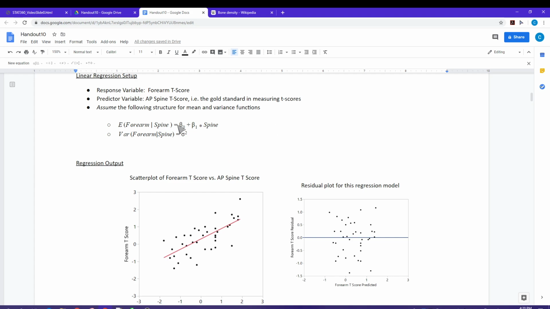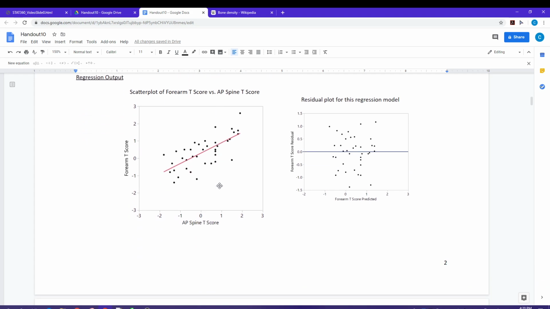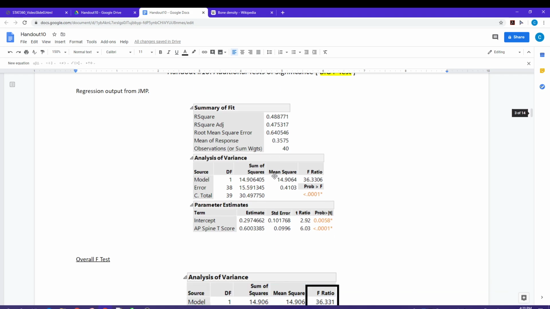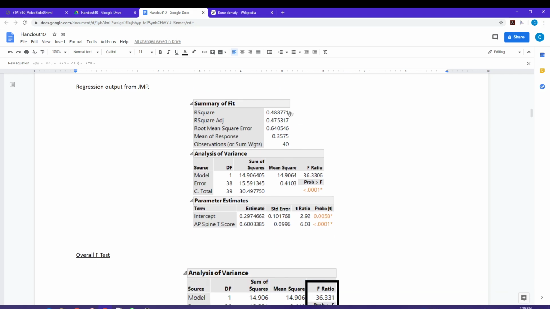The idea was that the forearm T-score was easier to measure and cheaper than the spine T-score. So here's my regression model, again just modeling to see if spine can be used to predict the forearm T-score. The residuals look okay. I have random scatter above and below, so I don't have problems with constant variance. Here's my regression output, R-squared of about 50%. Here are my coefficients down here.